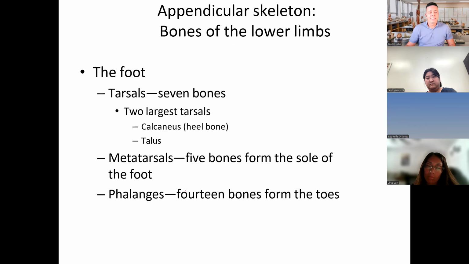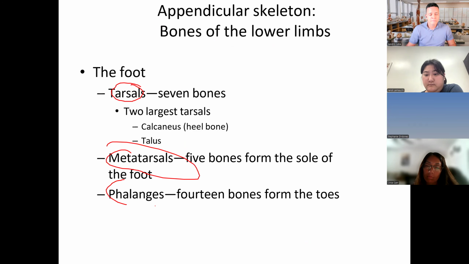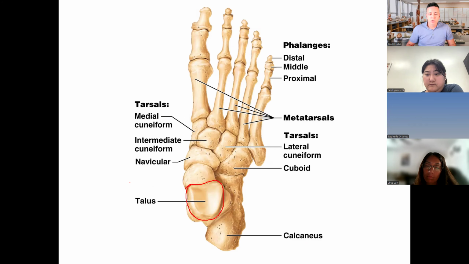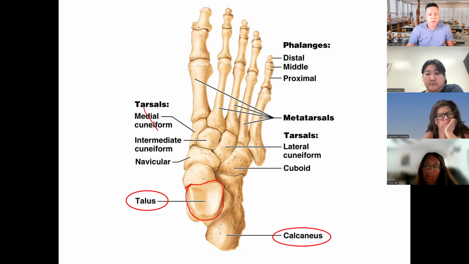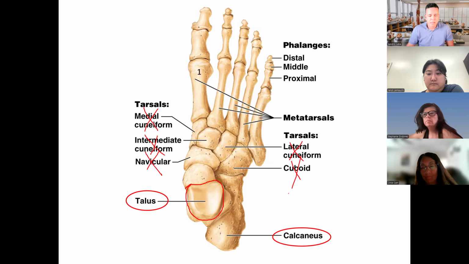So the foot is divided into tarsals, metatarsals, and the phalanges. For the tarsals, there are two tarsals that I want you guys to know only. And those are the talus and the calcaneus. You don't need to know all the other ones. Okay, but again, I do want you to know by name the talus and the calcaneus, being able to identify them, name them.